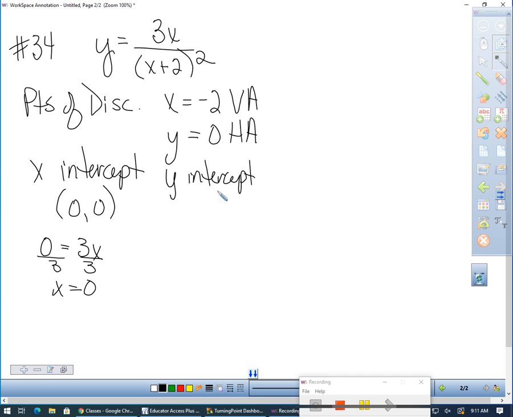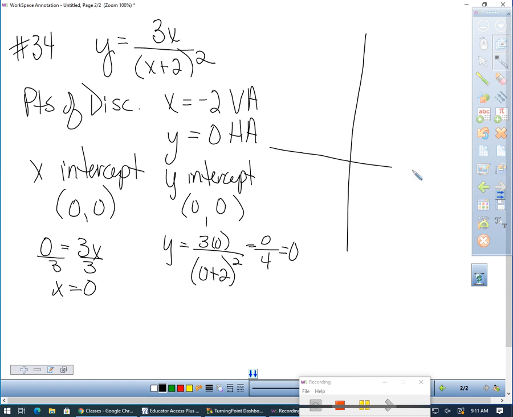For the y-intercept, I plug 0 in for x. Plugging 0 in for x, I get y equals 3 times 0, which is 0, over 0 plus 2 squared. So we get 0 over 4, or 0. So again, it's the origin.